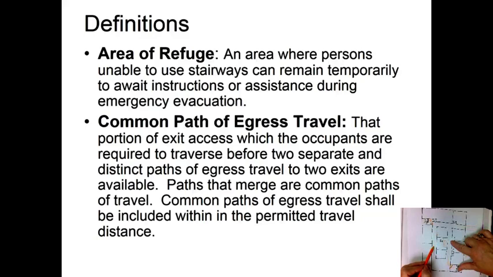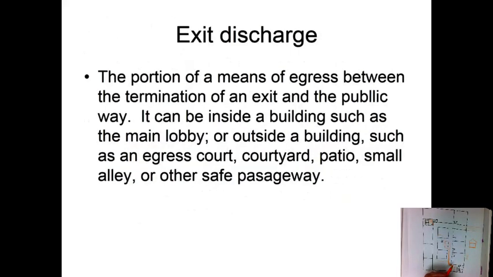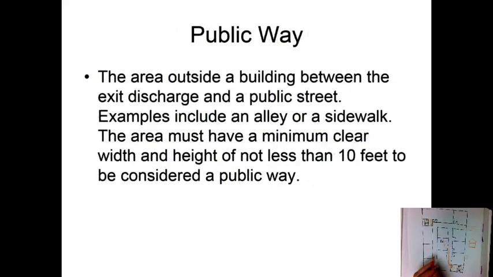Common path of travel. That means if two people come together and then they get here, this would be a common path of travel, or coming here, or they exit out here, and together they're going out of the building or to the exit. Exit discharge, the portion of means of egress between the termination of exit and the public way. So we're going all the way down our exit here. This would be our exit discharge till we got back to the first floor. We went down and around, and then there would be an exit discharge to be able to get out.